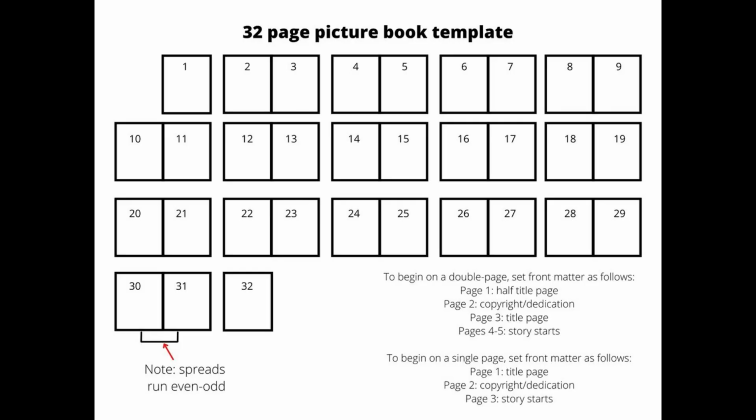So again, if you just want a blank canvas, a good template for a standard 32-page picture book, feel free to use this image on the screen to get you started when it comes to planning out where you're going to put your single spreads versus your double spreads in your book.